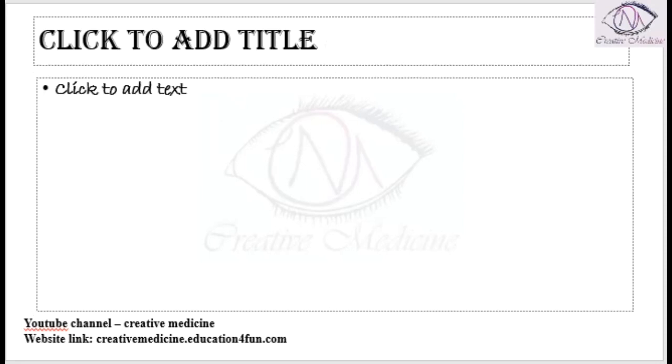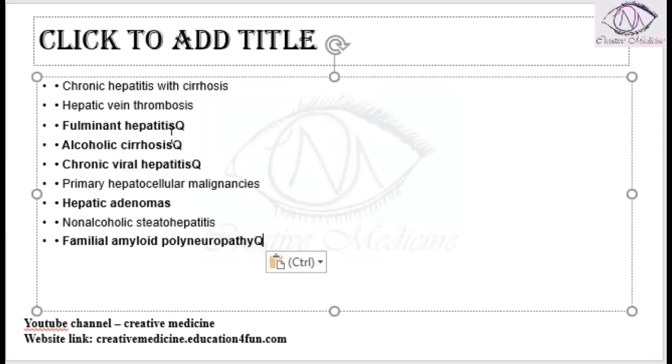Similarly, the other diseases are chronic hepatitis with cirrhosis, hepatic vein thrombosis, fulminant hepatitis, alcoholic cirrhosis, chronic viral hepatitis, primary hepatocellular malignancies, hepatic adenomas, non-alcoholic steatohepatitis, and familial amyloid polyneuropathies. All these are also associated with liver transplantation.